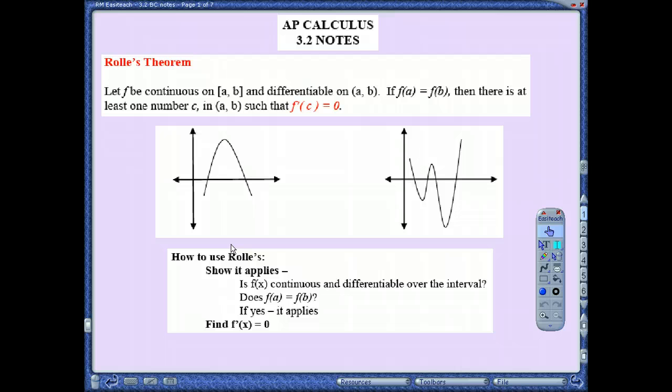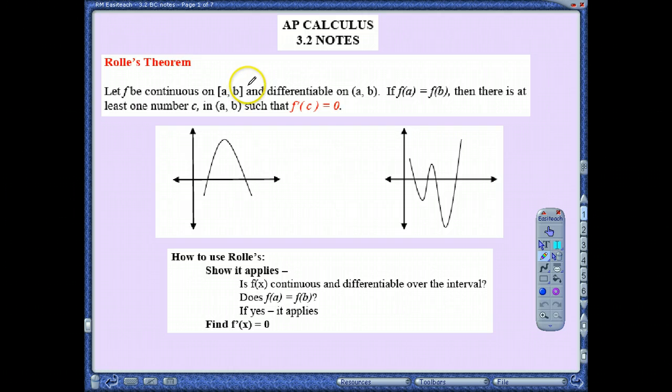So the first part of Rolle's theorem, for you to be able to use it, f must be continuous on the closed interval from a to b and differentiable on the open interval from a to b. The way I remember the difference between the intervals is that closed starts with a C, and continuous starts with a C. So the open interval has to go with the differentiable.